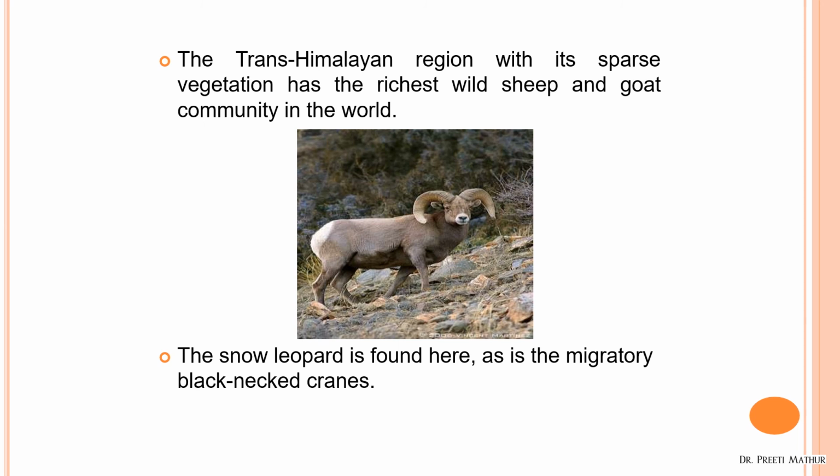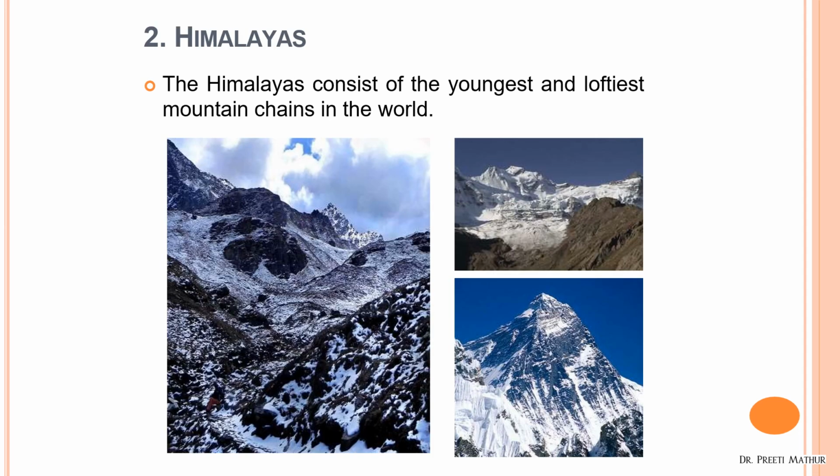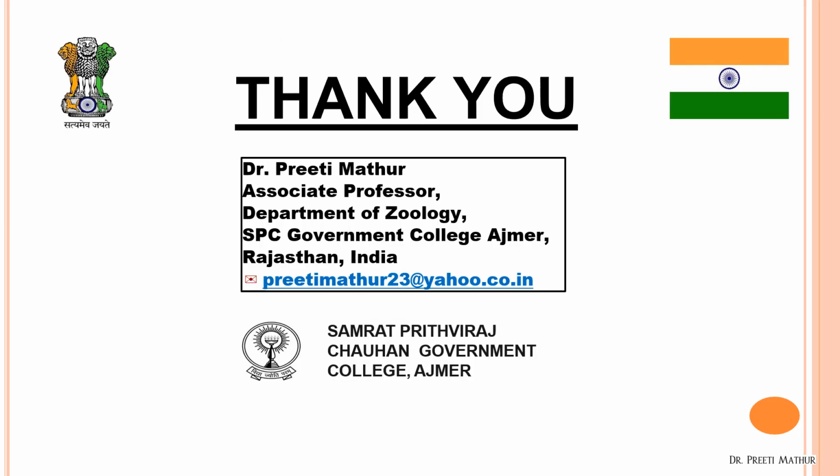See the picture of the wild sheep, and the snow leopard is also found here, and there are also some migratory birds. Black-necked cranes also are very common over here. Now you see the picture here. Himalayas are shown. You're seeing that all the peaks are covered with snow. The Himalayas consist of the youngest and loftiest mountain chains in the world.